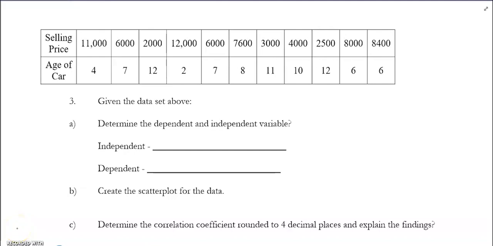So in this example, we have selling price versus age of car. And once again, we're going to ask which is the independent variable and the dependent variable. Pause the video and see what you come up with. In this case here, the selling price is based on the age of the car. So the age of the car is your independent variable, selling price is your dependent.